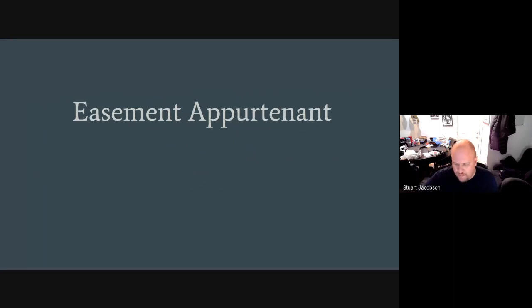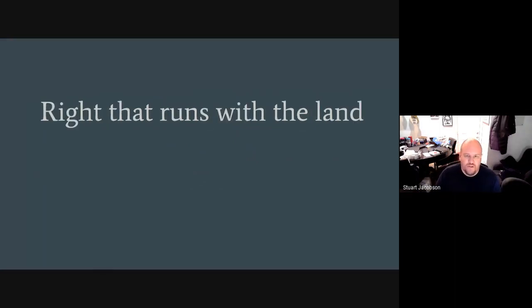Easement appurtenant. So this is a right that runs with the property. Actually, the word appurtenant, and I don't think it's in any of the terminology that we're going to be using in this book. Appurtenant actually means running with the property. So it's actually a right that runs with the property. I'm going to give you a little better definition of this.